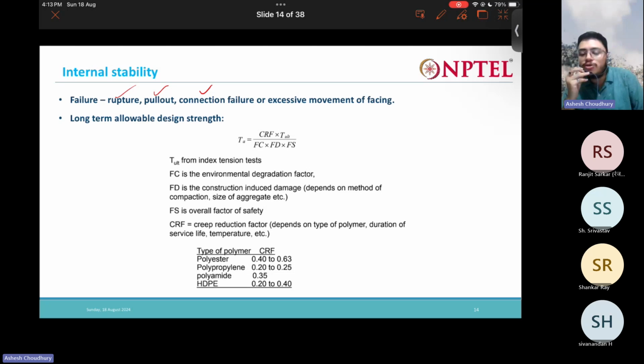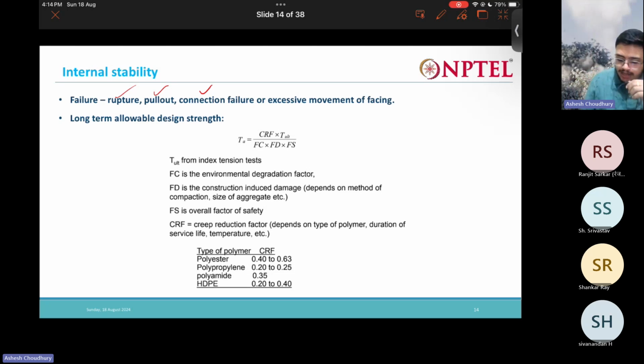Then you have the construction induced damage. While placing the reinforcement, the laborers or whoever are constructing, they do some mistakes. They do not handle the reinforcement properly. So there is some tear at some places, or some problems are there. That thing also you need to keep in mind. So that also might happen. Another is the overall factor of safety. So these things you have to consider.